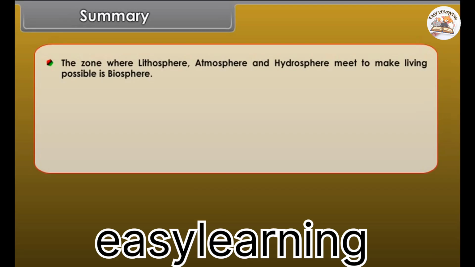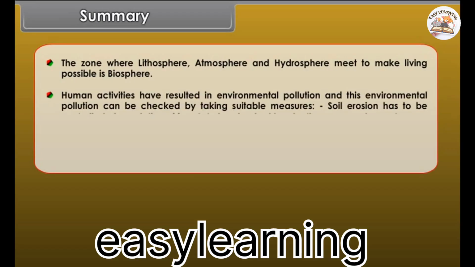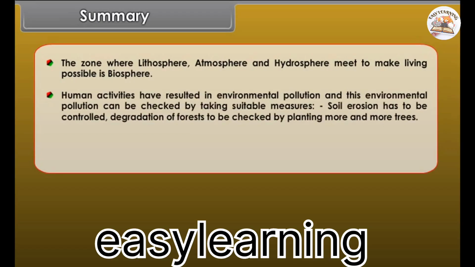Environmental degradation can be checked by taking suitable measures. They are: soil erosion has to be controlled, degradation of forests to be checked by planting more and more trees. Summary: the Earth has 4 major domains.